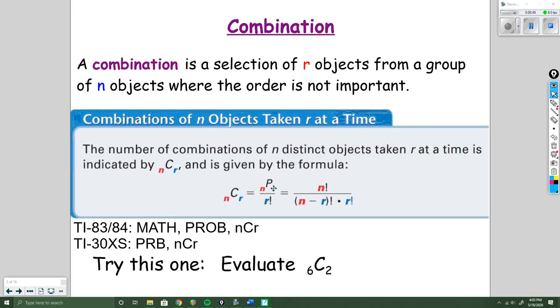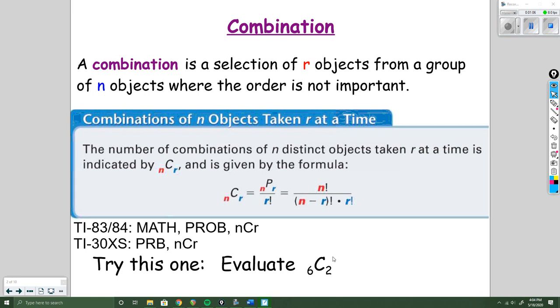So notice we have permutations involved in the formula, and then we also have factorials involved in the formula. Now, nPr is just n factorial over n minus r factorial, and how combinations is different than permutations in terms of the computation is we have to also divide by this r factorial.